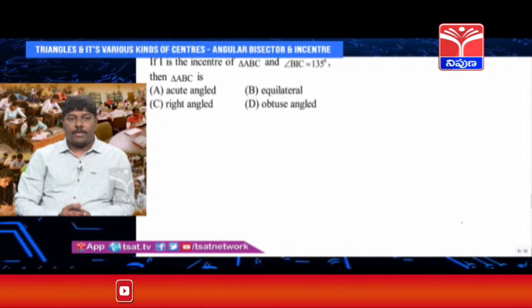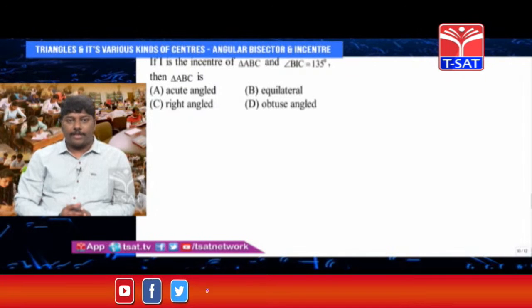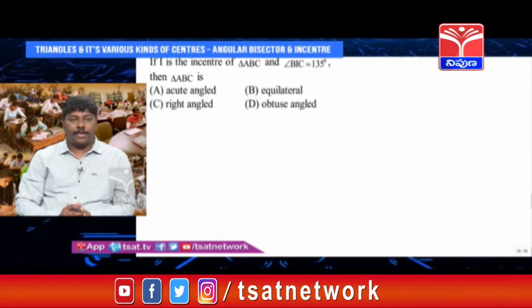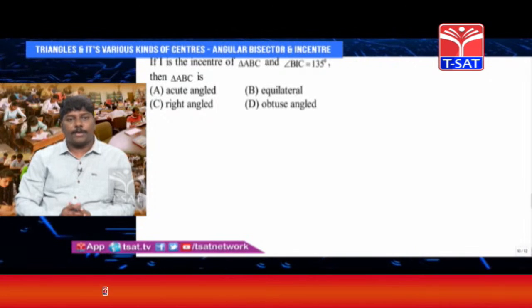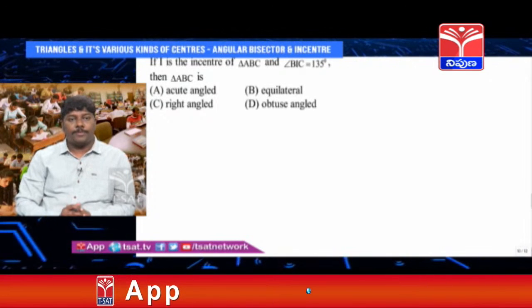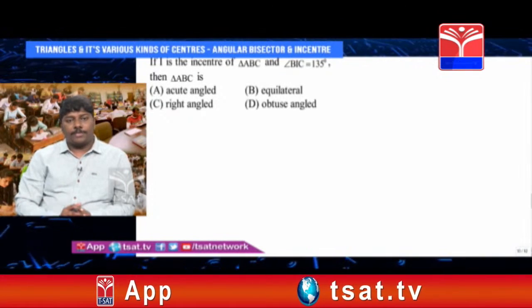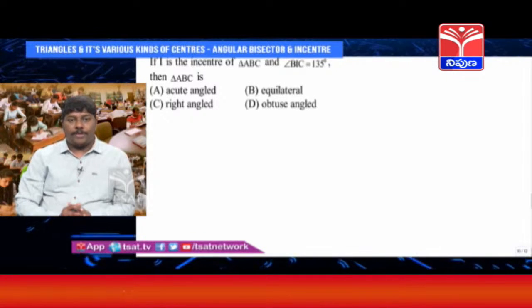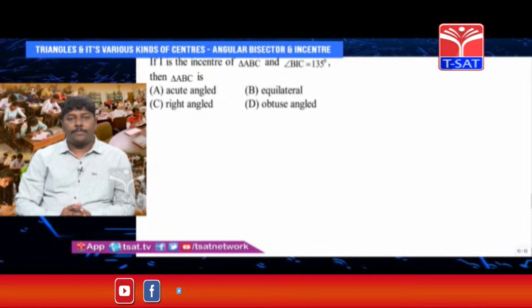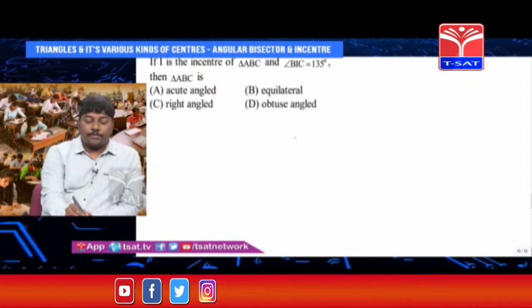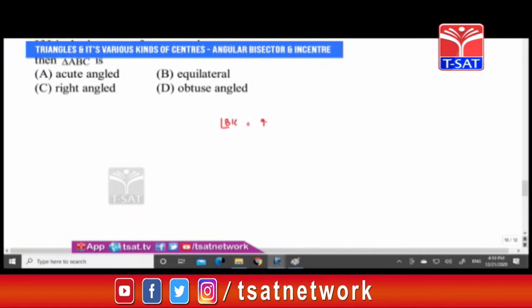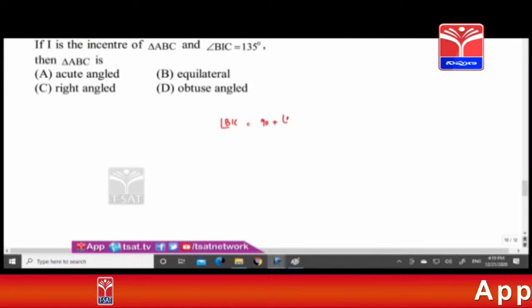Look at here. If I is the incenter of triangle ABC and angle BIC is 135 degrees, then triangle ABC is what kind of triangle? He is asking you. In order to say which kind of triangle ABC is, you need to find out angle A here. Now BIC is an angle formed by two internal bisectors. So we know angle BIC is equal to 90 plus A by 2.